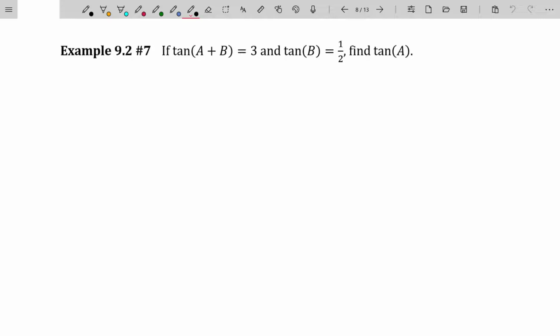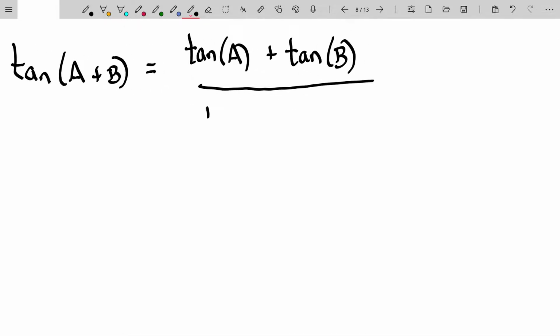Well, in this case, you're going to have to use the formula for tangent of A plus B. We're told that the tangent of A plus B is equal to 3. The tangent of B is 1/2, and we need to find the tangent of A. I'll just remind you, and I will also say that I don't have this memorized. It's just that I remember it right now because I just did it a moment ago. Tangent of A plus B is the tangent of A plus the tangent of B being divided by, I'll zoom in here, 1 minus the tangent of A, tangent of B.